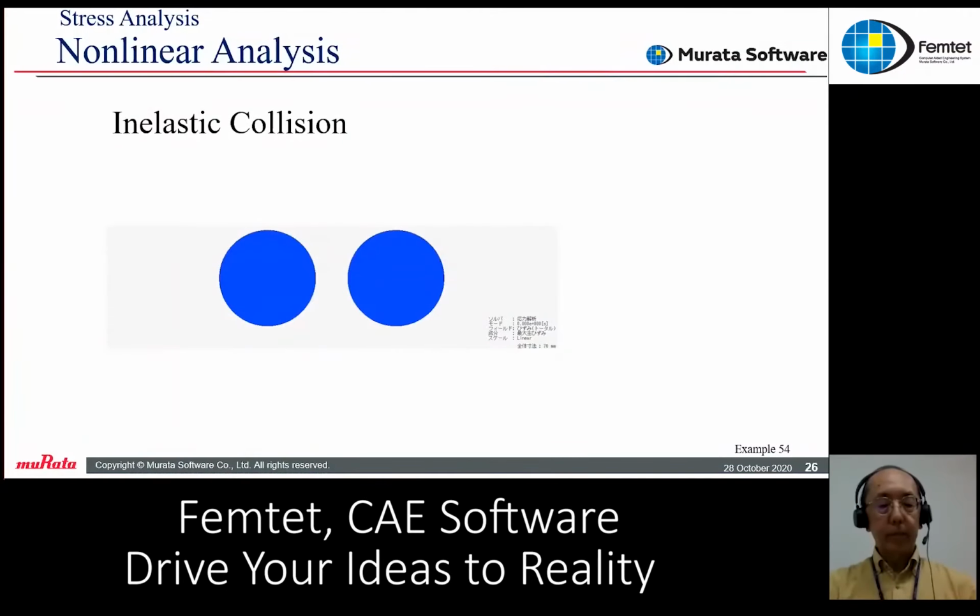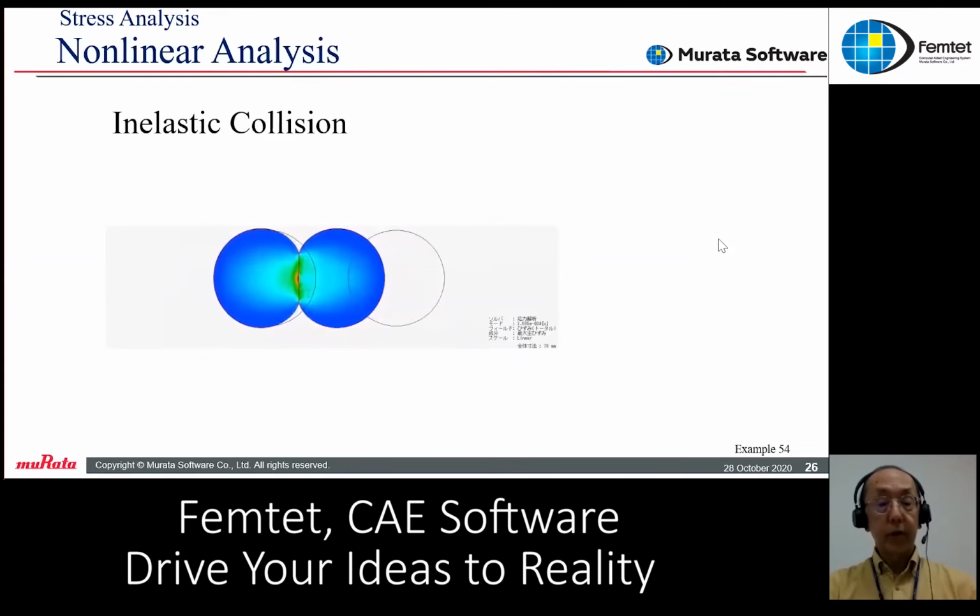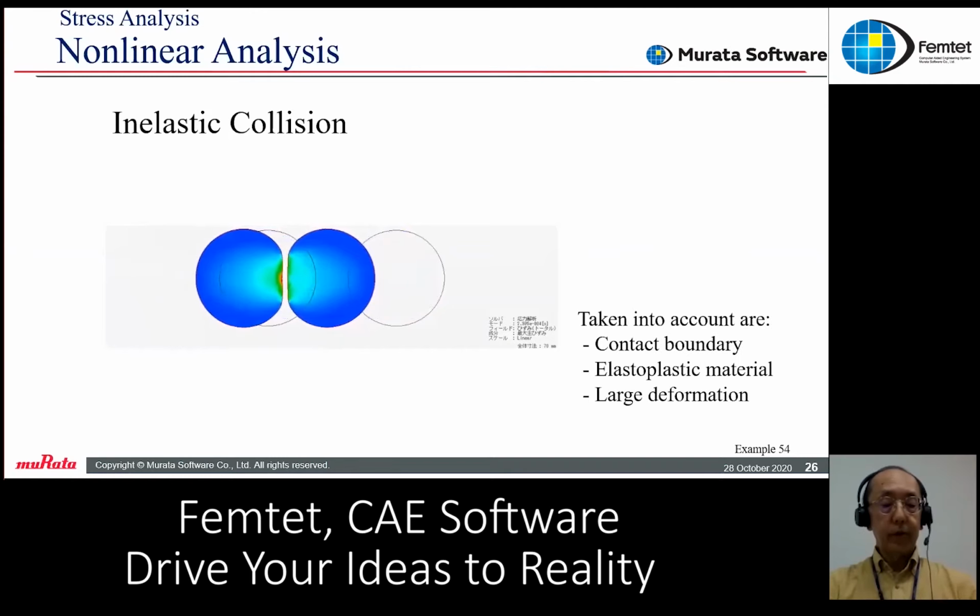The next example is the inelastic collision. The colliding balls show plastic deformation, and they are parting from each other. In this example, the transient analysis is performed, and nonlinearity, such as contact, elastoplastic material, and large deformation, are taken into account.